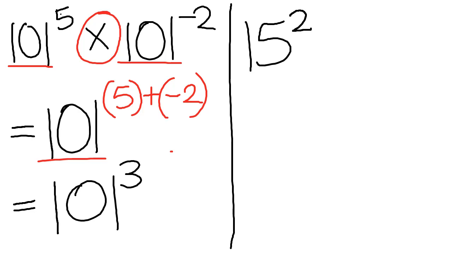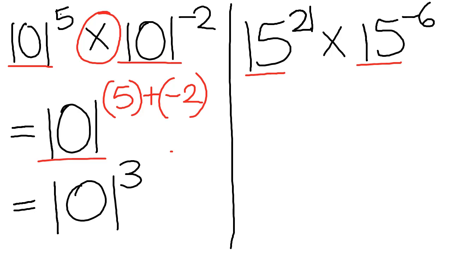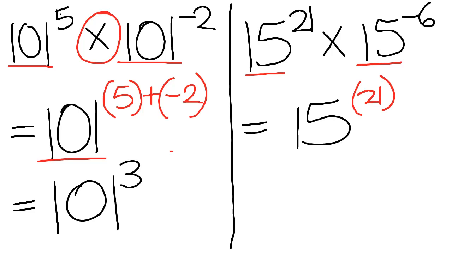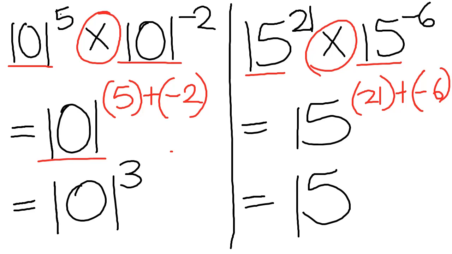15 exponent 21 multiplied by 15 exponent minus 6. Well, we have the same base, so our answer would also have the same base, 15, and our exponents would be added. So 21 plus minus 6, because again of the multiplication sign. So our final answer would have a base of 15 and our exponents, 21 minus 6, would be 15.